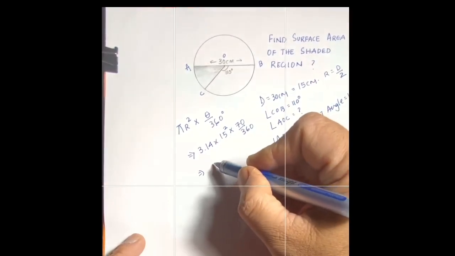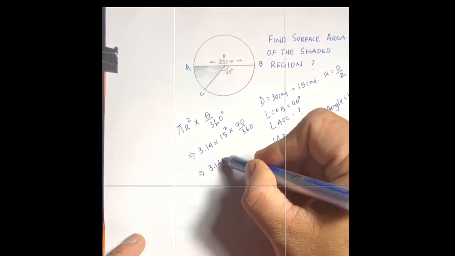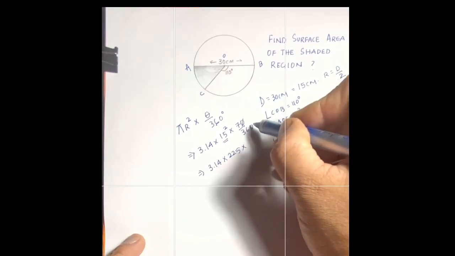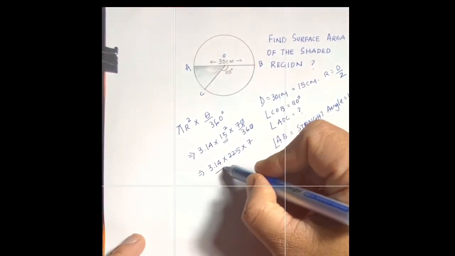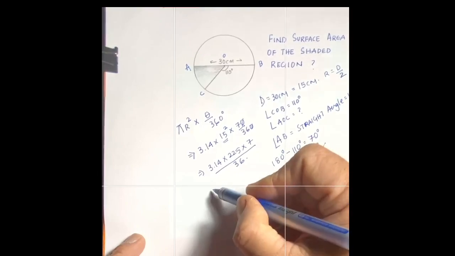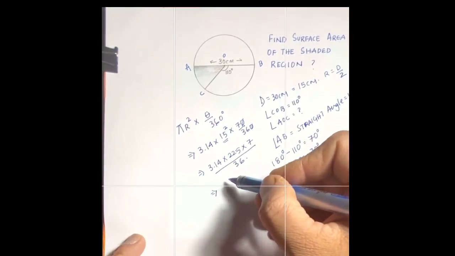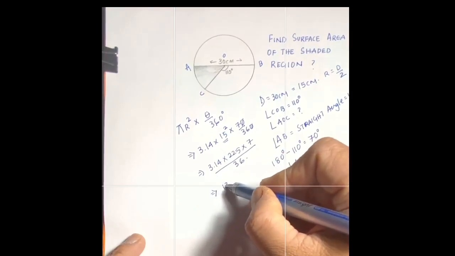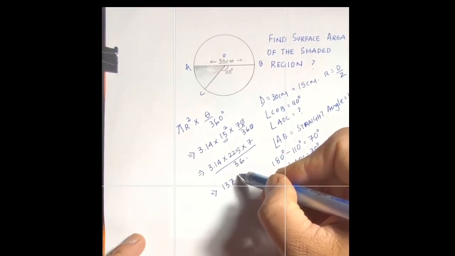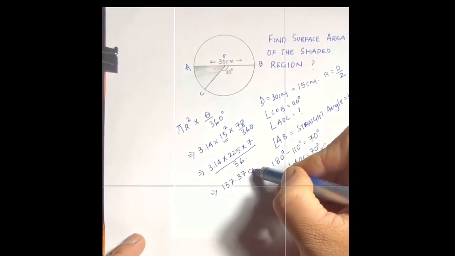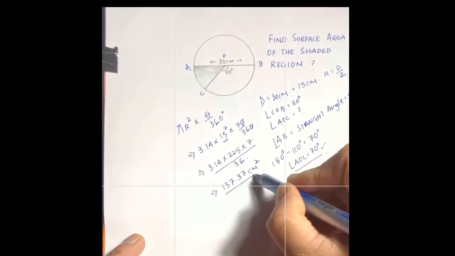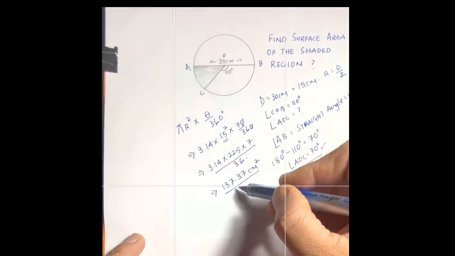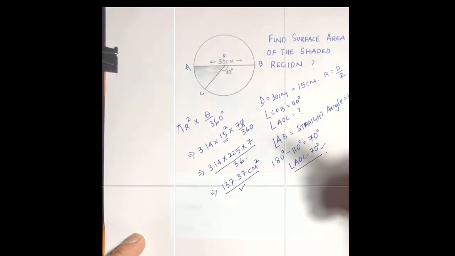Now we can write it as 3.14 times 15 square, which is 225, and we can cut this zero, so 7 by 36. Now I'm using my calculator to find out the actual value. If I solve this in the calculator, I'll find it as 137.37 centimeter square. So the surface area of the shaded region is 137.37 centimeter square.